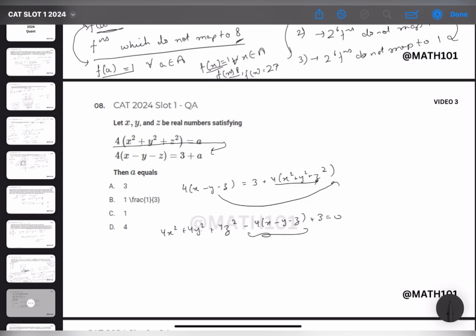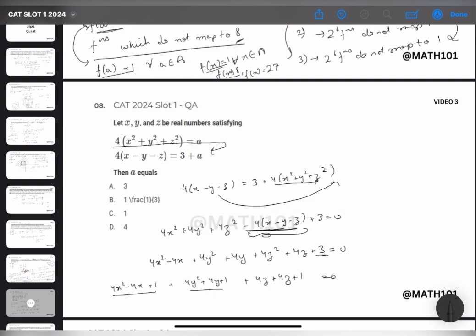Distribute this, 4x square, this will give us a minus 4x, plus 4y square, this will give us plus 4y, plus 4z square, this will give us a plus 4z, plus 3 equals to 0. I will write this 3 as 1 plus 1 plus 1. So 4x square minus 4x plus 1 from this, plus 4y square plus 4y plus 1, plus 4z square plus 4z plus 1. 1 plus 1 plus 1, 3. So this 3 is exhausted.